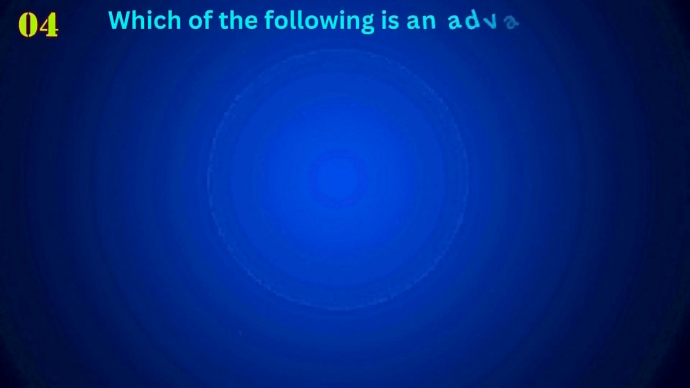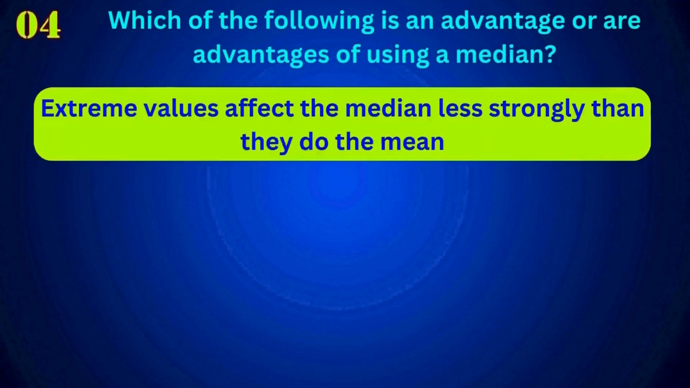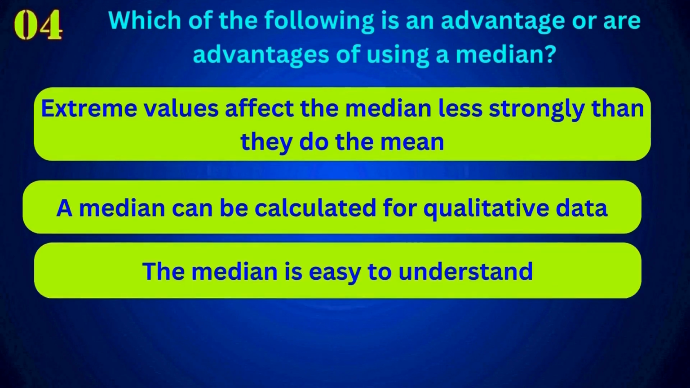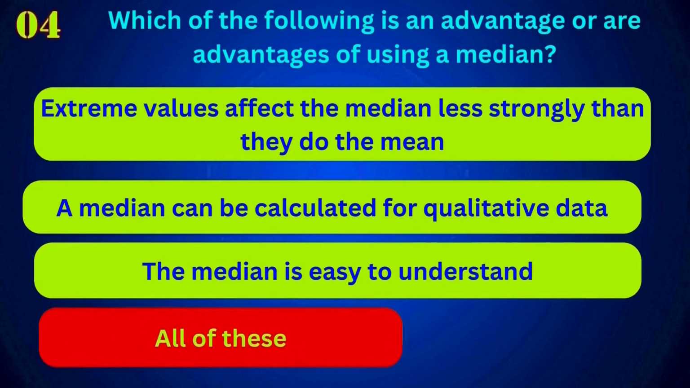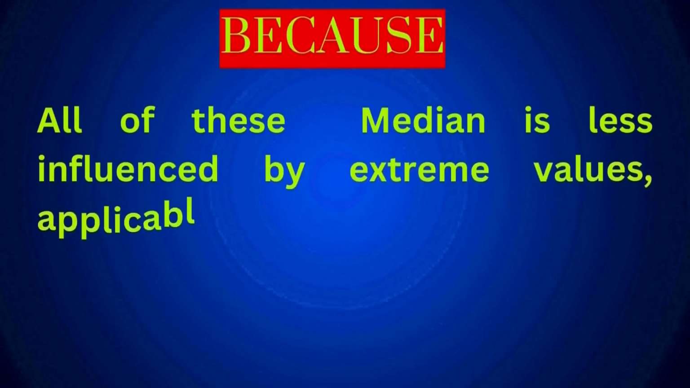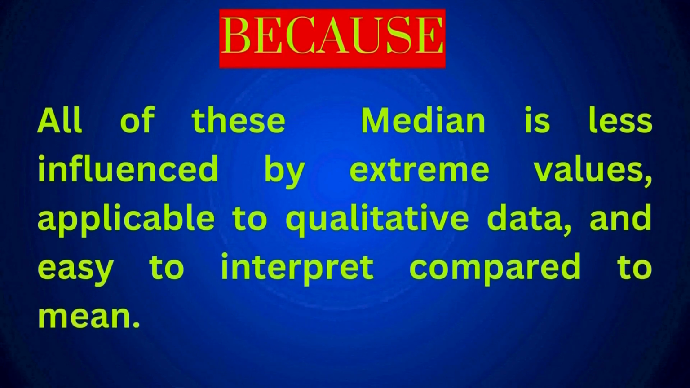Which of the following is an advantage or are advantages of using a median? Options are: extreme values affect the median less strongly than they do the mean. A median can be calculated for qualitative data. The median is easy to understand. All of these. Right option is: all of these, because median is less influenced by extreme values, applicable to qualitative data, and easy to interpret compared to mean.